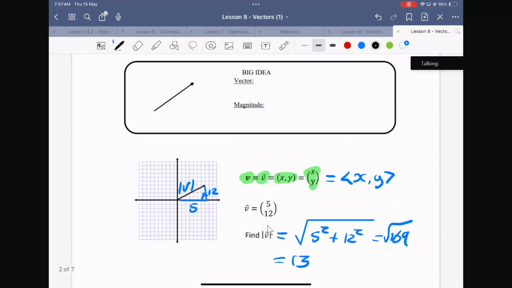the formula for the magnitude of a vector is equal to the square root of x squared plus y squared. If it was a three-dimensional vector, x squared plus y squared plus z squared. Just keep adding another component. Because this is a vector in a plane. If you want a vector in space, then you need three-dimensional vectors.